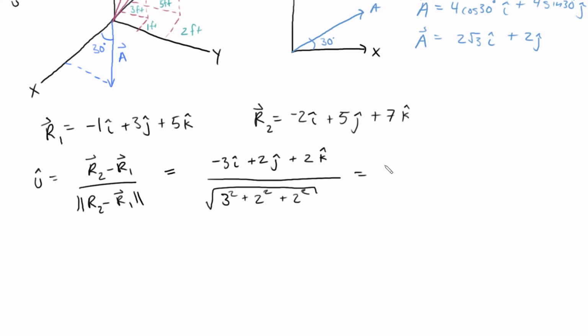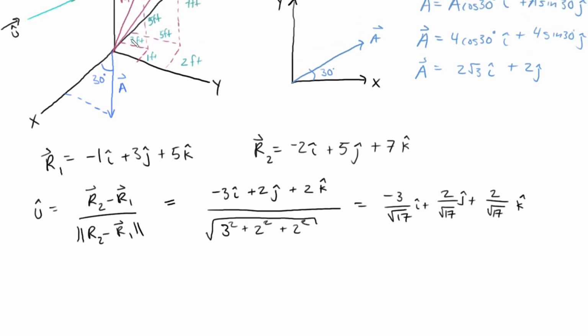So we can rewrite this as negative 3 over the square root of 17 i, plus 2 over the square root of 17 j, plus 2 over the square root of 17 k. So now this is a unit vector that points in the direction of b.